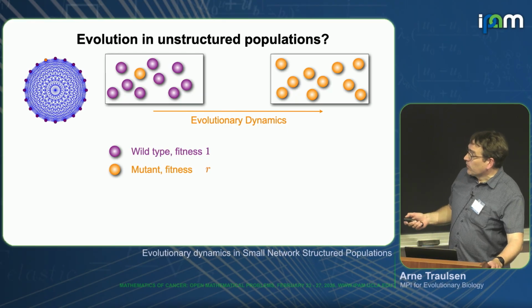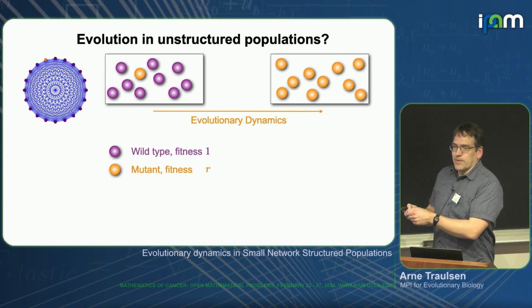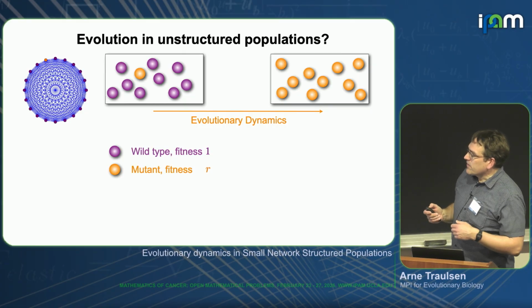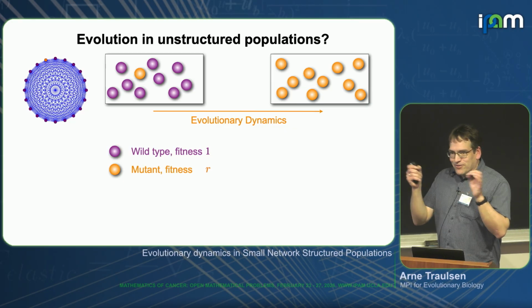And I put these things on a network, and for an unstructured population, that means that I can connect every cell to every other cell, because everybody can replace everybody else. This is something that when I talk to biologists, they are incredibly confused that this is unstructured because it's such a structure. But it's just everybody is connected to everybody.